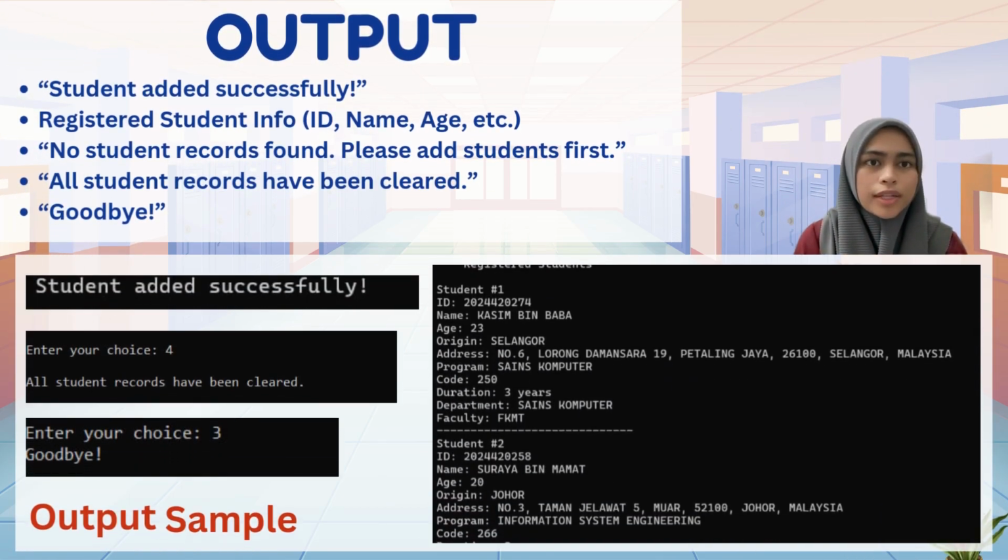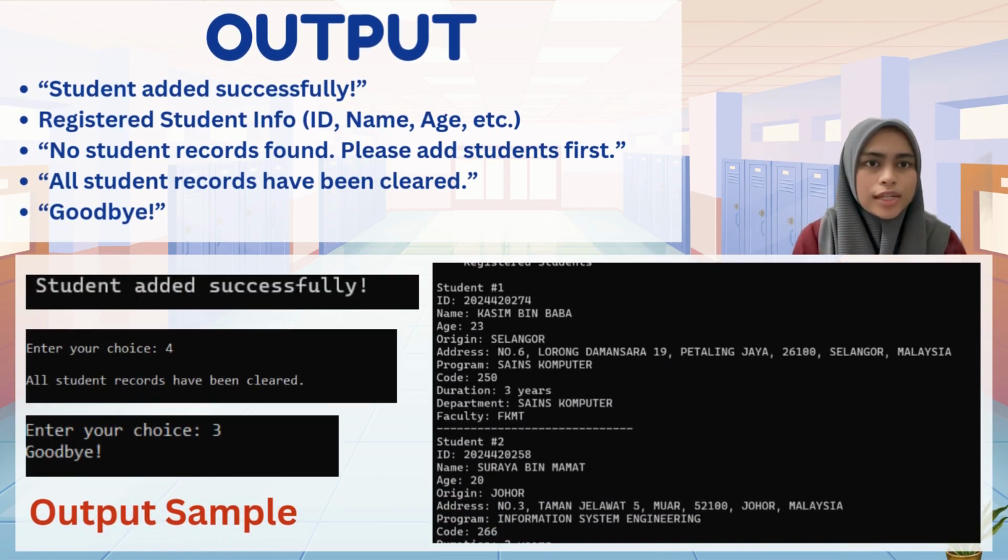So next, we're gonna talk about the outputs. For the outputs, the users will receive a message for every input that has been given. So for choice 1, the students will receive a message saying that student added successfully. For choice 2, the students will receive a message showing the registered students, and also they will receive a message when there are no students registered, such as no student records found, please add students first. For choice 3, the users will receive a message saying goodbye, and also for choice 4, the users will receive a message saying that all students' records have been cleared.